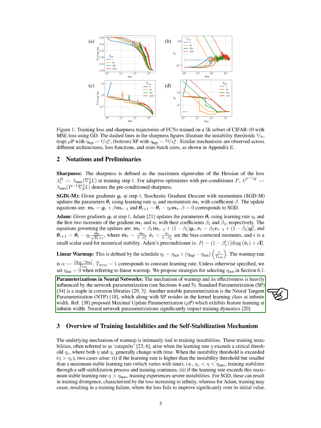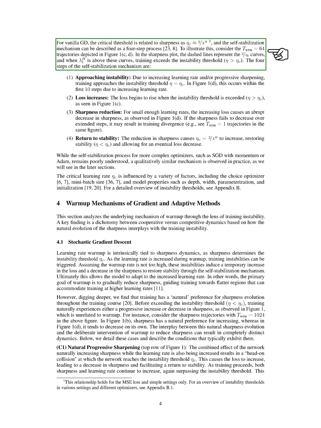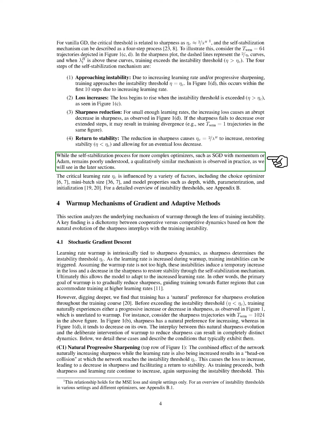The self-stabilization mechanism during training is closely linked to warm-up and training instabilities. When the learning rate surpasses a critical threshold, training can either stabilize through a self-stabilization process or experience severe instabilities leading to training divergence or failure. The critical threshold is related to sharpness, and the self-stabilization process involves 4 steps to restore stability and allow for loss decrease. While the self-stabilization process may vary for different optimizers like SGD with momentum or Adam, a similar qualitative mechanism is observed in practice.